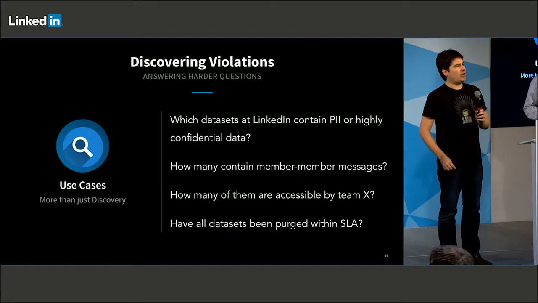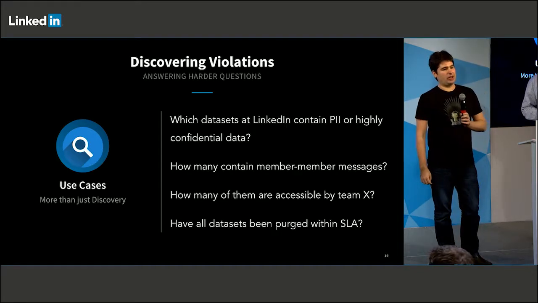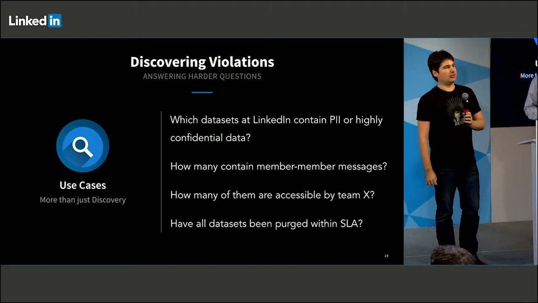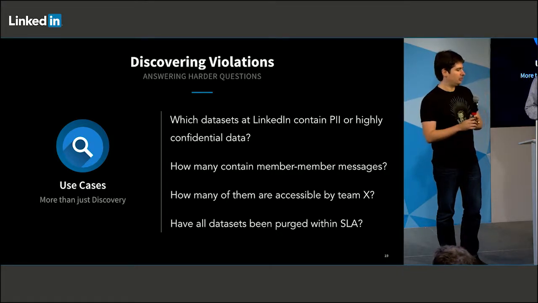But yeah, from a security standpoint, there's other metadata that's very interesting from a data governance perspective. Which data sets have PII in them? Which data sets have member-to-member messaging data or other highly confidential pieces of data? Who can access them? When were they last accessed, and by whom? Have they been purged in the last 90 days, or what other requirements are there?